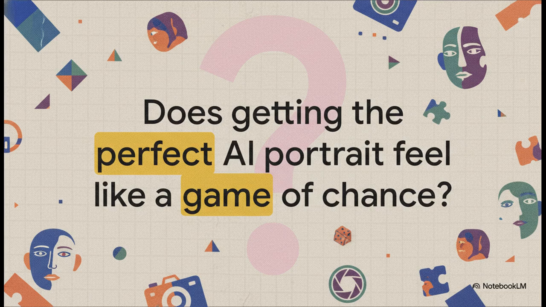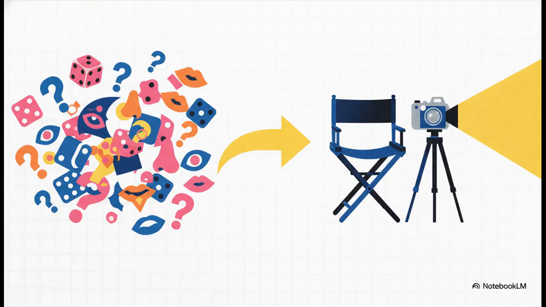You upload a perfectly good photo, you type in a prompt you think is great, and you get back something that only kind of looks like the person you had in mind. It can be super frustrating when the result is just off. Okay, so what if we could take all that guesswork, all that random chance, and replace it with professional, predictable control? That's what we're doing today.